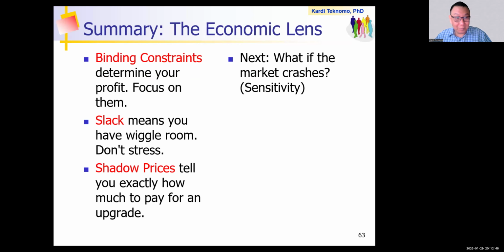Okay, summary. Part 5 we will do next meeting. So this is the summary. You have binding constraints, you have slack, and you also learned about shadow price. Shadow price tells you exactly how much to pay for an upgrade.